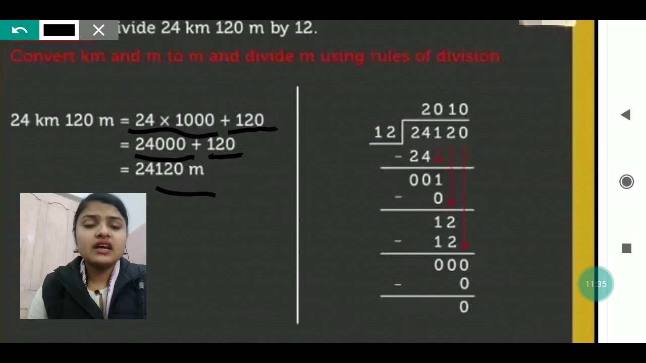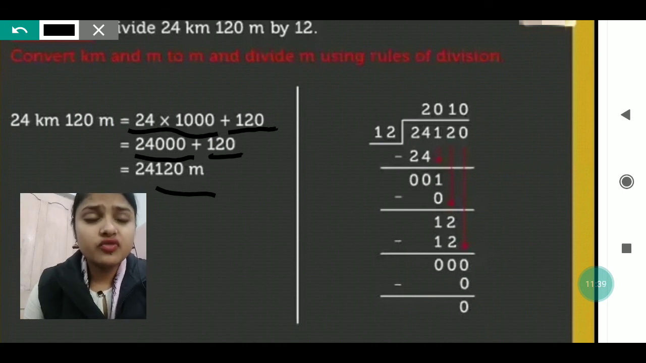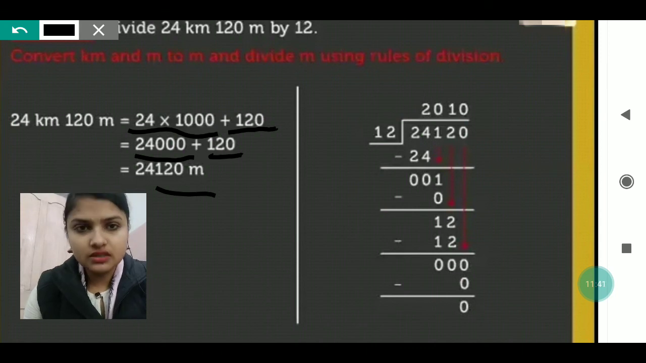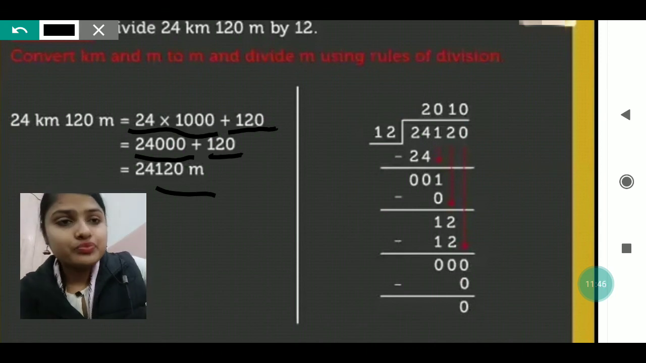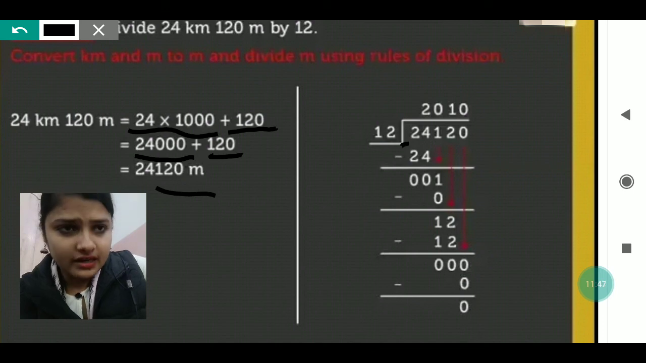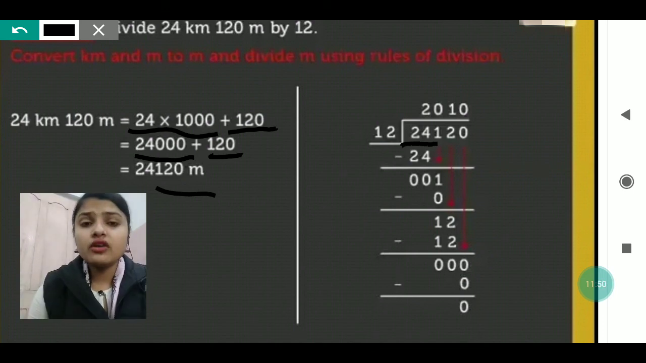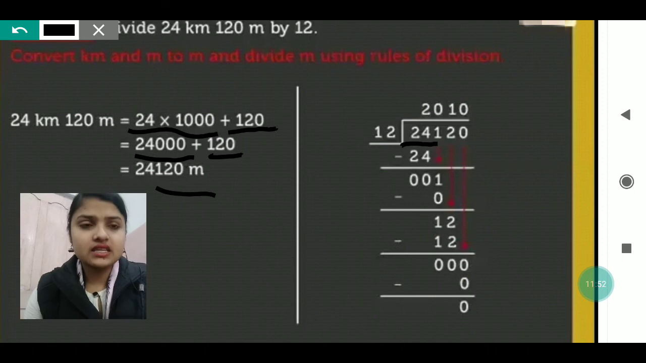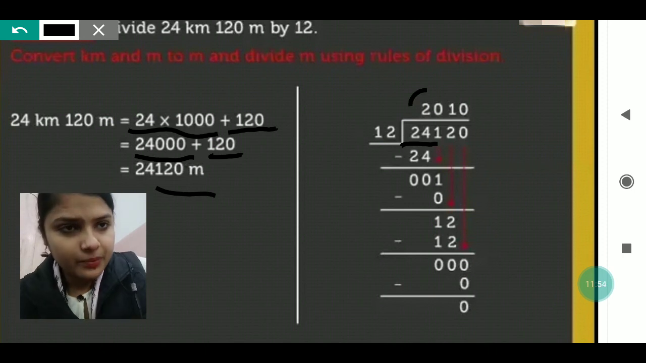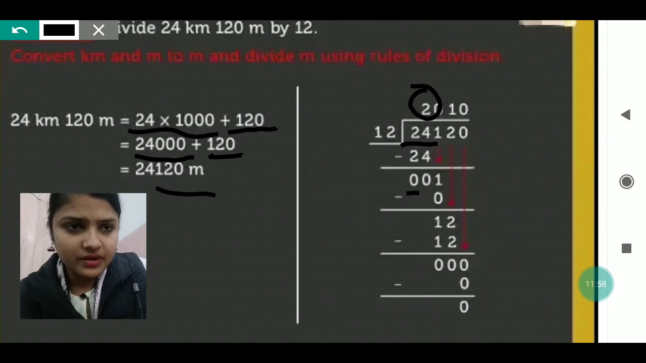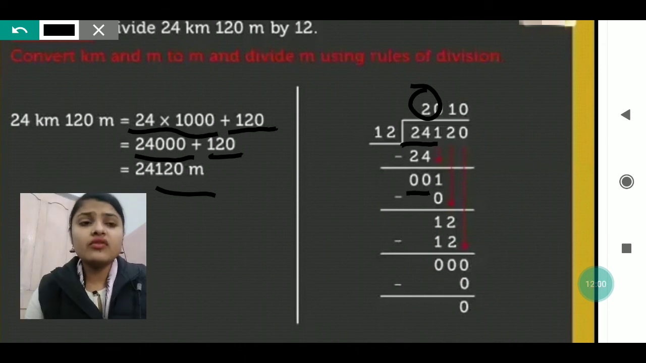So how will we divide? It is given 12. The first number is 2, and 12 cannot divide 2, so we will take 2 digits at a time, that is 24. In the table of 12, is 24 coming? Yes, it comes 2 times. So we will write 2 upside first, then write 24 just below that, and subtract both. Now we will take another digit down, that is 1.